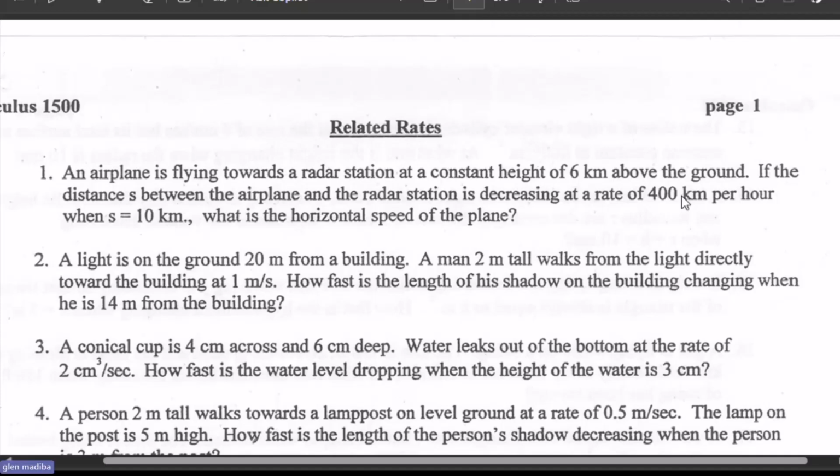A man 2 meters tall walks from the light directly towards the building at 1 meter per second. Let me not bother you with this 1 meter per second for now, but allow me to go to the next line. I'll come back to this. They're saying, how fast is the length of his shadow on the building changing when he is 14 meters from the building?